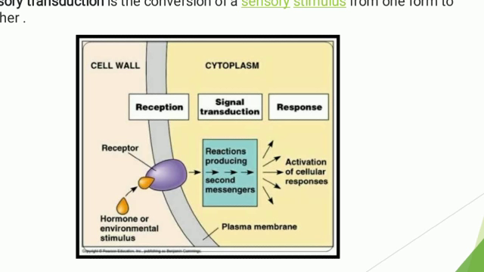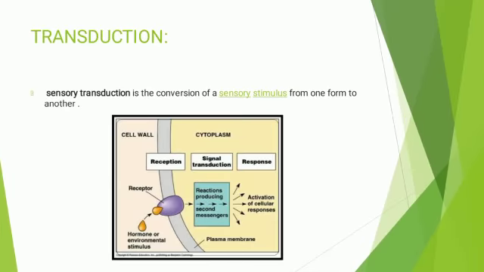When the stimulus acts on a receptor, this process is known as reception. The second process is signal transduction, which acts in the cytoplasm. When the reaction produces second messengers, this process is known as signal transduction. According to the receptor or stimulus, some responses are produced. This is the last process. This is all about the transduction.